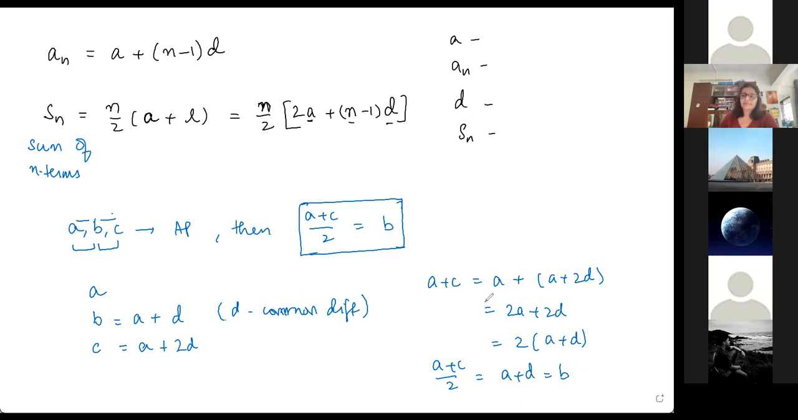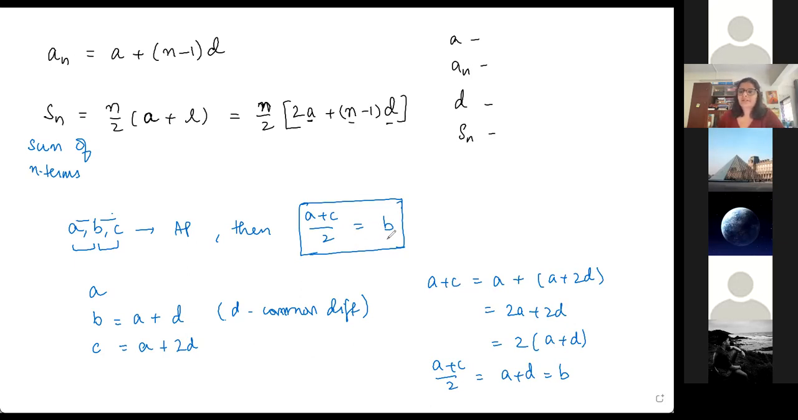You can get it mathematically also. But this is one way of getting it, logically: the mean of these two will give you the center value. And because A, B, C are in AP, B happens to be the exact center between A and C. So you can figure it out.